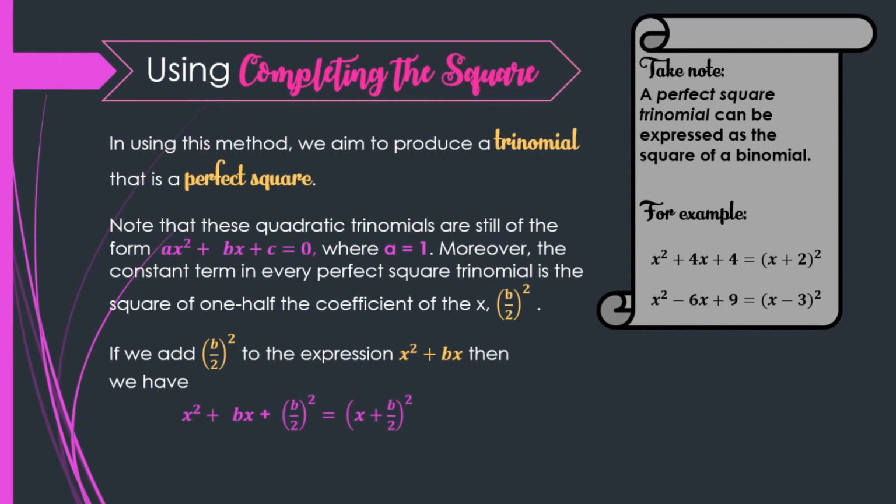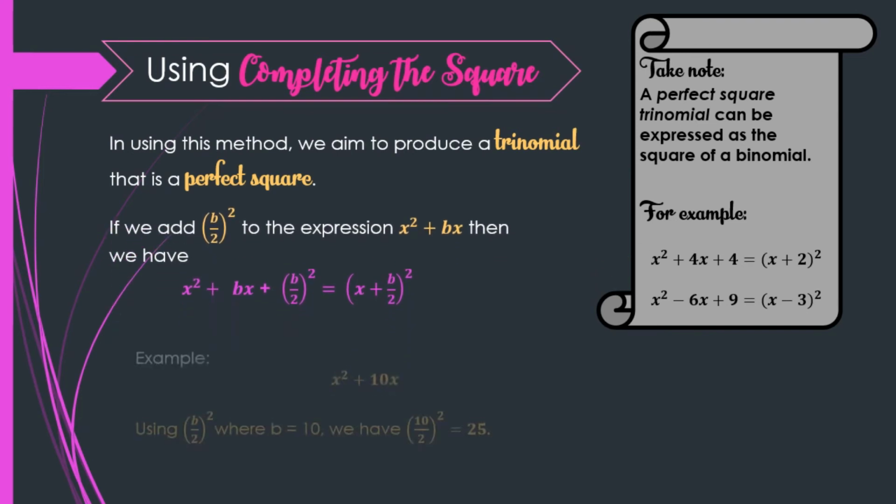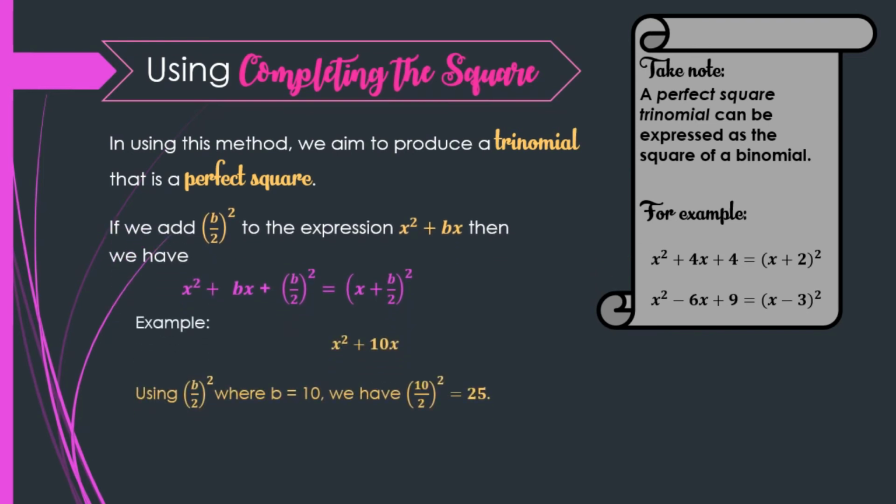For example, x squared plus 10x. Using b over 2 squared, where b is equal to 10, where did we get 10? It is from the coefficient of our x. So, we have 10 over 2 squared is equal to 25. Thus, we add 25 to x squared plus 10x. So, we have x squared plus 10x plus 25. And we make the right side of the equation into a square of a binomial. So, we have x plus 5 squared.